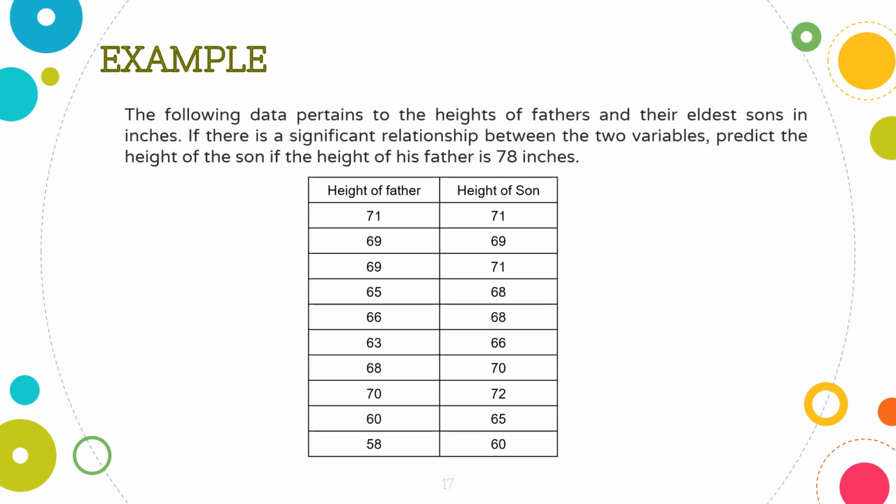The following data pertains to the heights of fathers and their eldest sons in inches. If there is a significant relationship between the two variables, so if there is a significant relationship between the height of the father and the height of the son, we will predict the height of the son if the height of his father is 78 inches. So, ipe-predict natin kung ano kaya ang height ng anak, nung anak na lalaki, kung 78 inches daw yung height ng tatay.